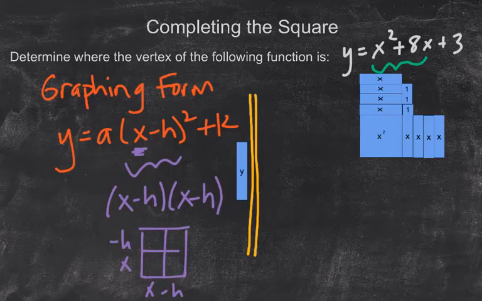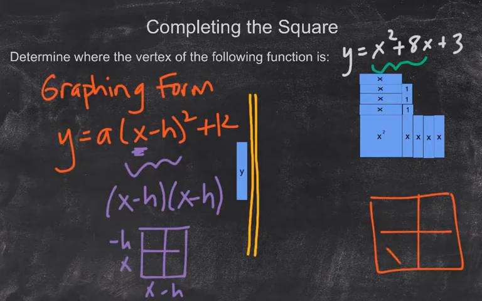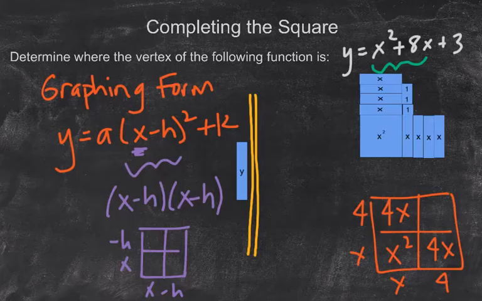Okay, so if I were drawing this with an area model, I would see that half of my 8 x tiles, 4x, goes in each of these spots. And so I'm working towards a square that has a base length of x plus 4 and a height of x plus 4. Now what I would need to complete this square are 16 units, but I only have 3 units. And so what I'm going to do is add 13 more units to each side.